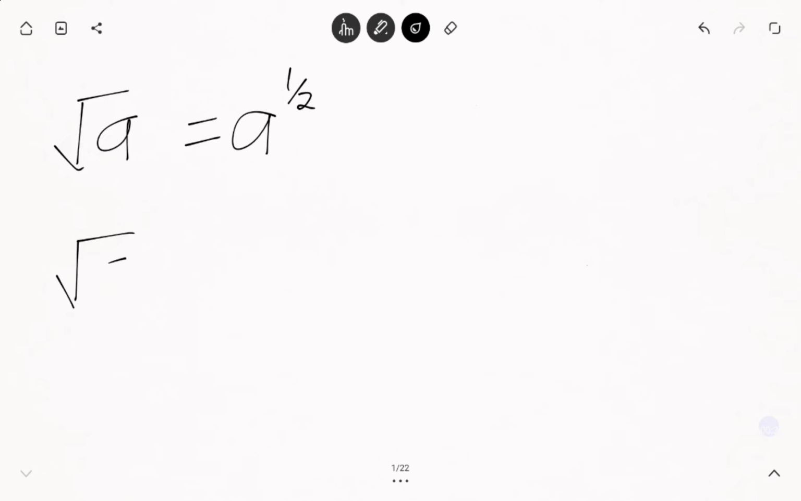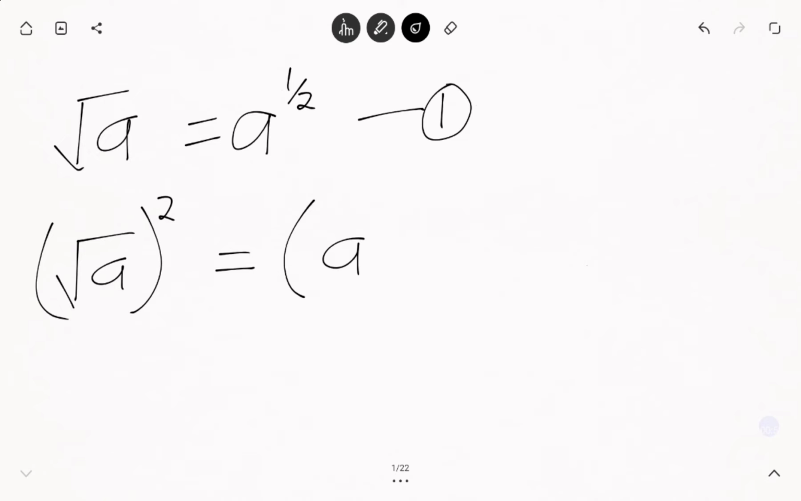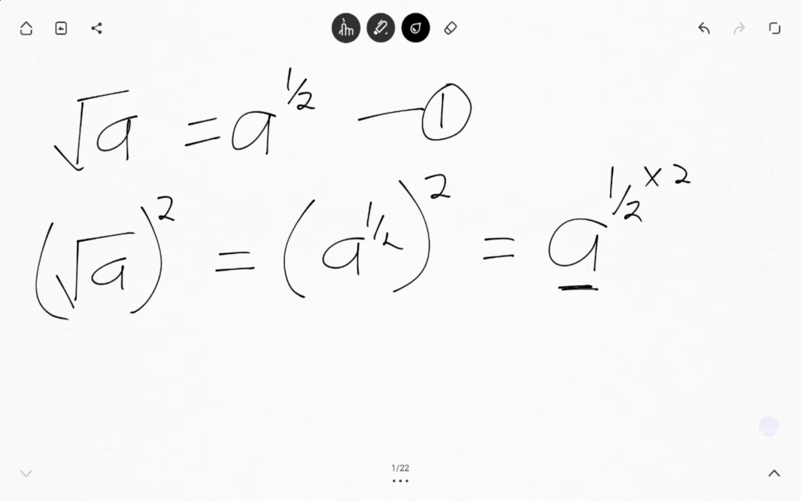Now, if we have root a and then we square this, it simply means that root a is raised to the power 2. Let me make this equation 1. We establish at equation 1 that root a means a raised to the power half. So what I have in the bracket is a raised to the power half, multiplied by 2 at the top, because the a is our base.